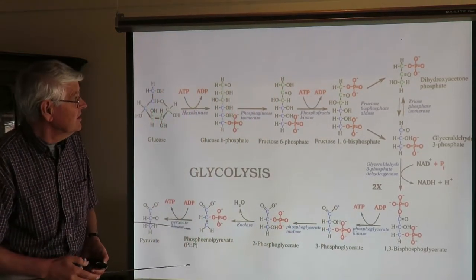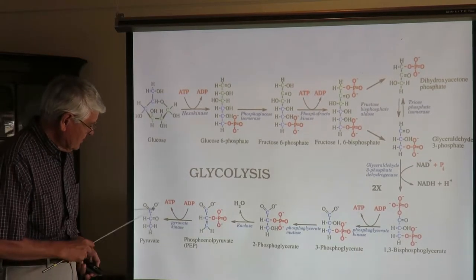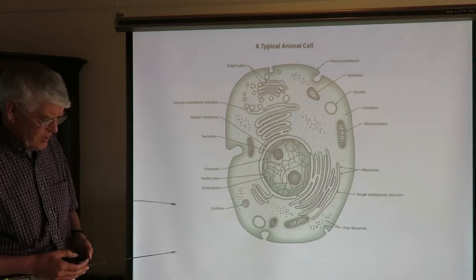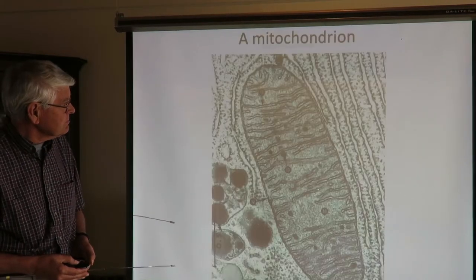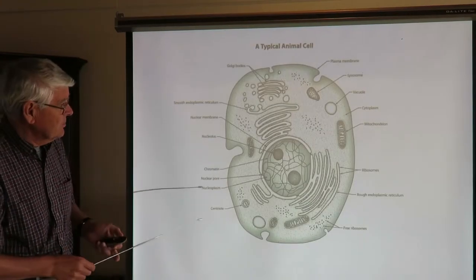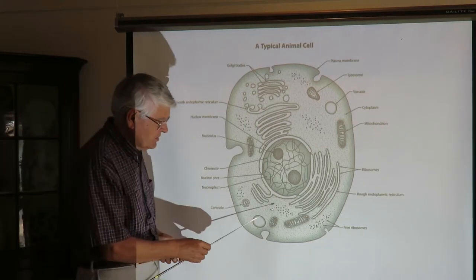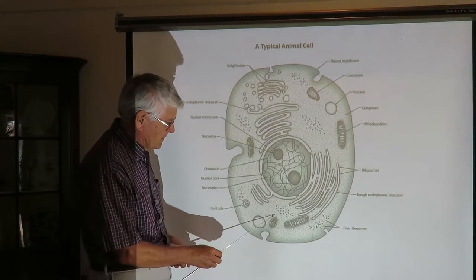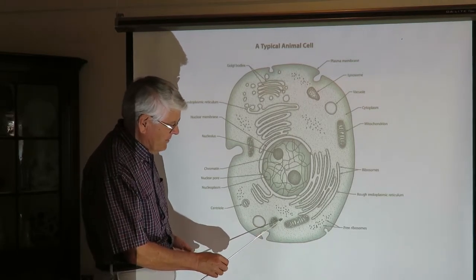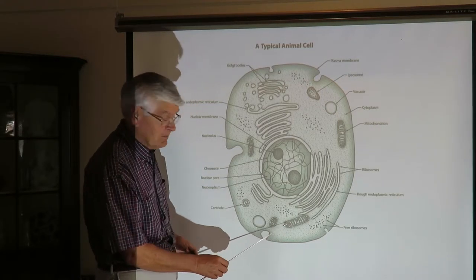Okay, so what we're going to do next is look at the question of what happens to these three carbons here. What I want to show you is the fact that all of those reactions we just took a look at before are in the soupy part of the cell. But what's going to happen next is we're going to move into this mitochondria.